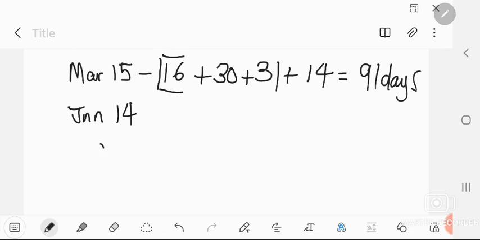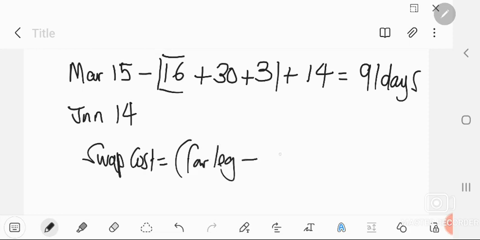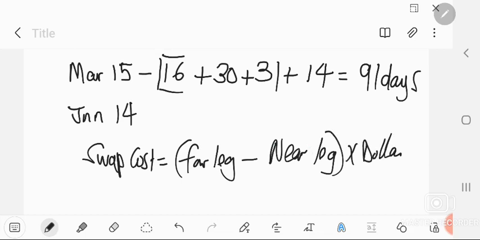So we said swap cost is equal to far leg minus near leg, multiplied by the dollar amount, or any currency. It could be another currency. It's just that our example is in dollars. So times whatever amount that you're trying to swap. Here it's $200. That's what you're going to multiply by.